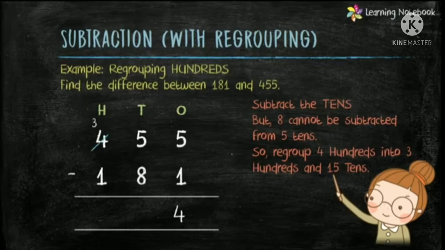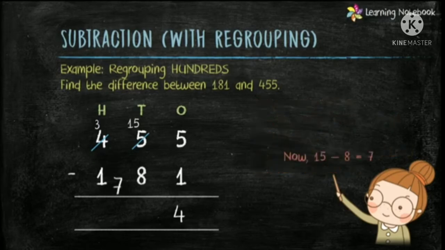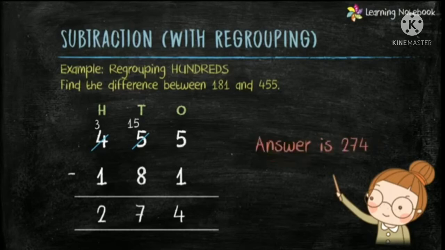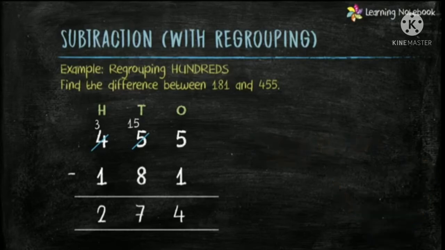Therefore, 4 becomes 3 and 5 becomes 15. Now we can easily subtract 8 from 15, which is 7. Now digits at hundreds place, 3 minus 1 equals 2. So our answer is 274.